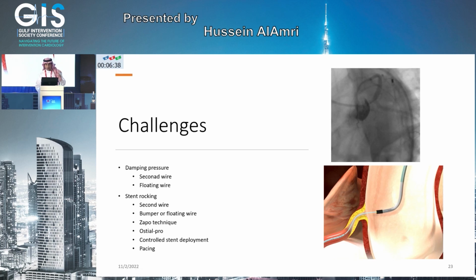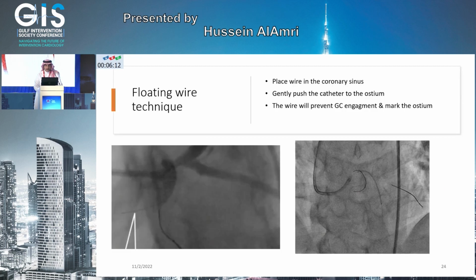Other challenges are damping pressure, which we all know how to deal with, and also rocking stent. And in these cases, probably you can use a second guide wire. You can manipulate your guide catheter. You push it down until you fix your catheter and stop it from moving. You can use a floating wire technique, or what they call bumper wire technique. And sometimes there's an Ostial Pro, which is an excellent device that you can use to deploy your stent. However, it did not gain much popularity, I think, because of the price.